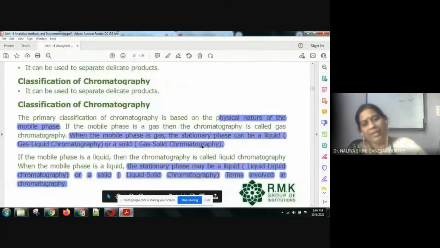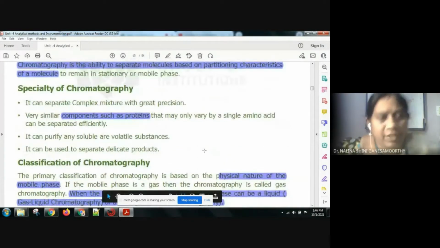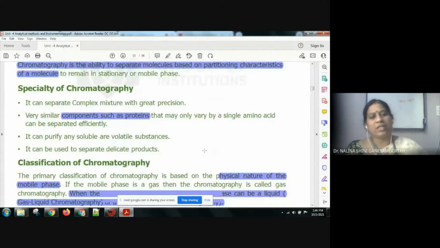So coming to the classification of chromatography. What is chromatography and what is the speciality of chromatography? It is something for the separation of different compounds present in a sample mixture. It is generally used for very similar components, such as proteins that may only vary by a single amino acid, which can be separated efficiently.